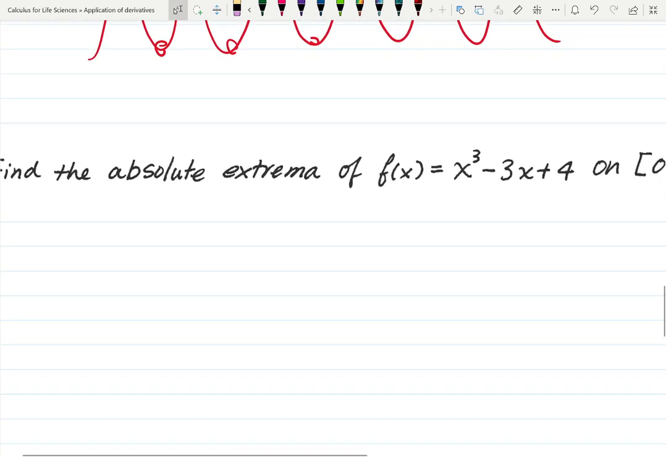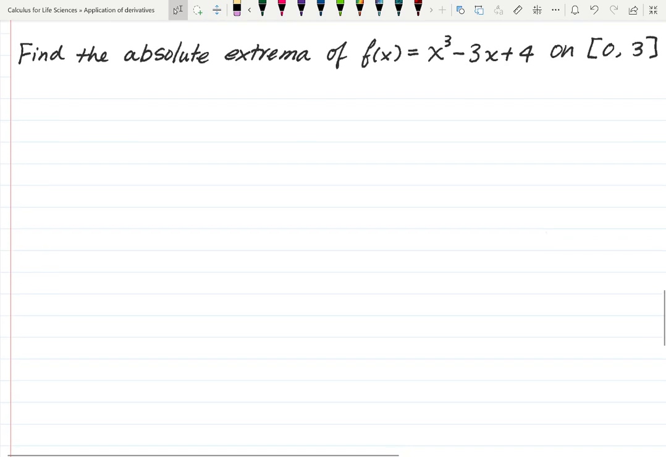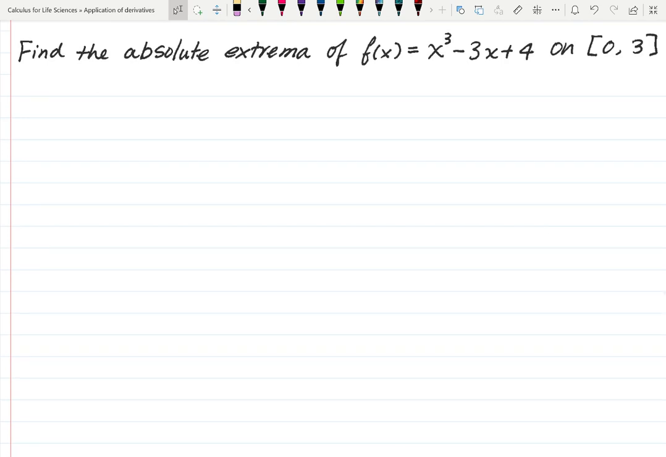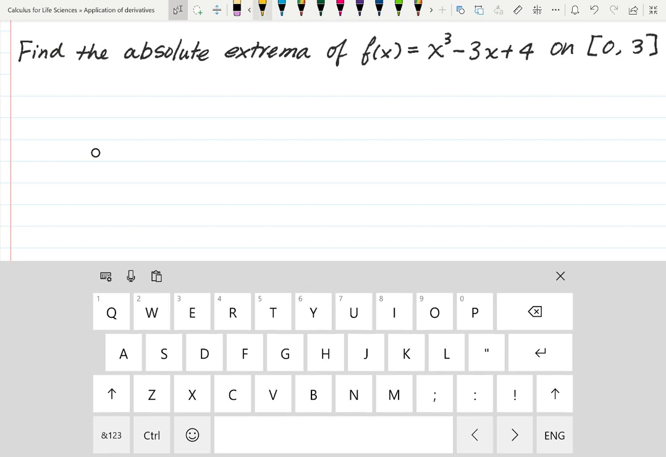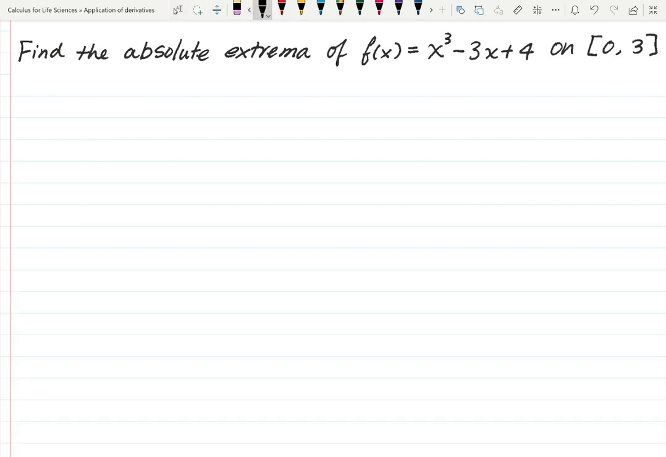Let's do one more example and then move on to some nice applications of the drug use and bacteria. Surprisingly, I remember. So, let's find absolute extreme values on the closed interval.